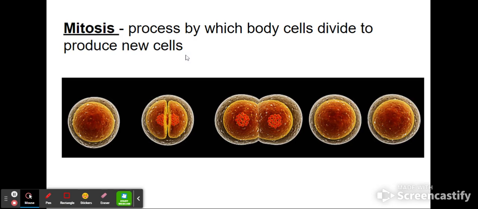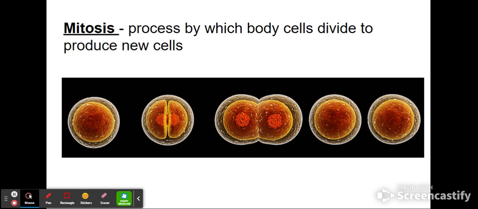So you can see a cell dividing here. And the key here is we're using the word body cells. You might think, oh, Ms. Frankson, that means every cell in my body. Yes, except reproductive cells. We call those reproductive or sex cells. So mitosis, we don't use to make reproductive cells, so like sperm and egg cells.